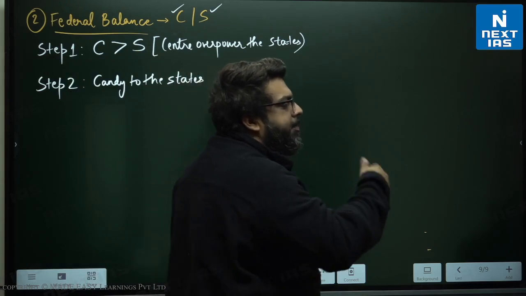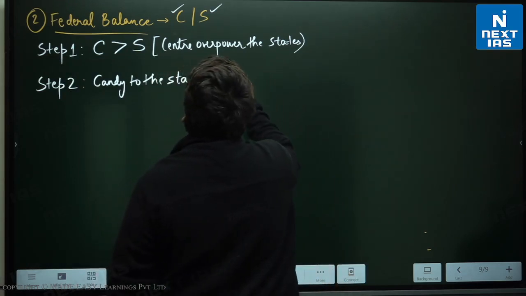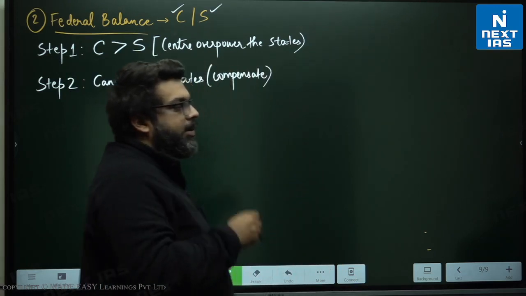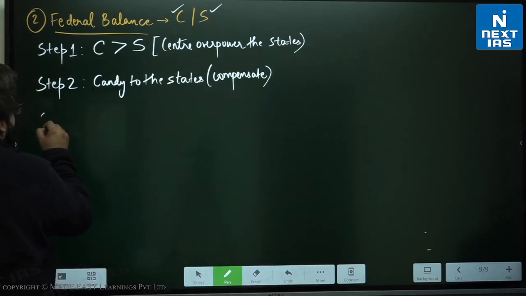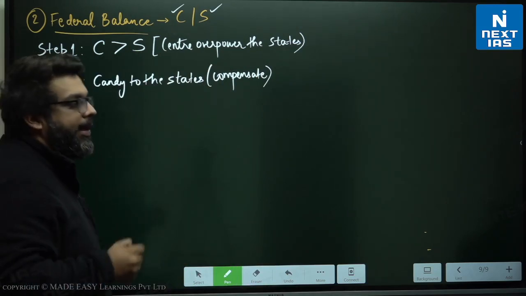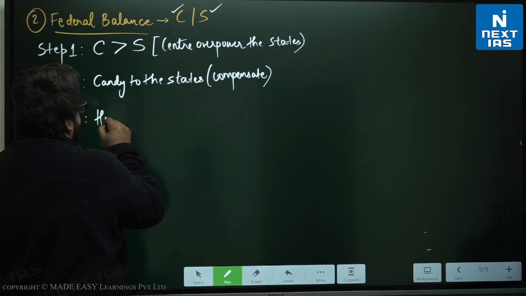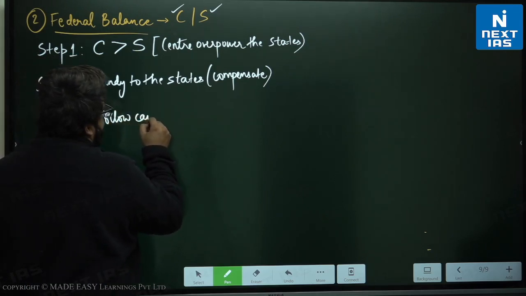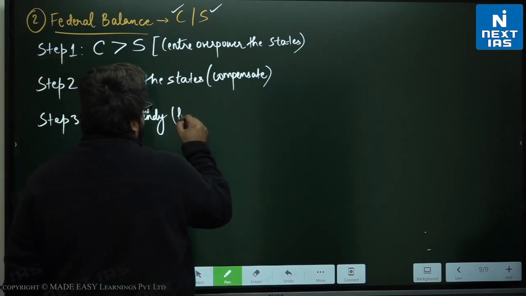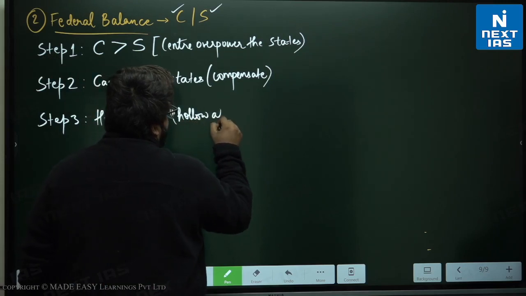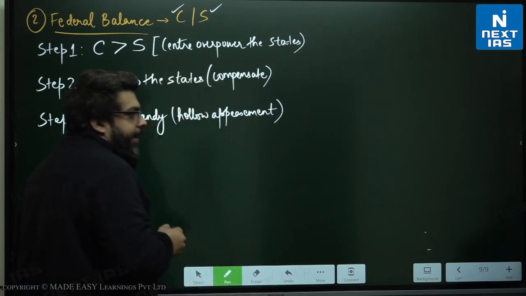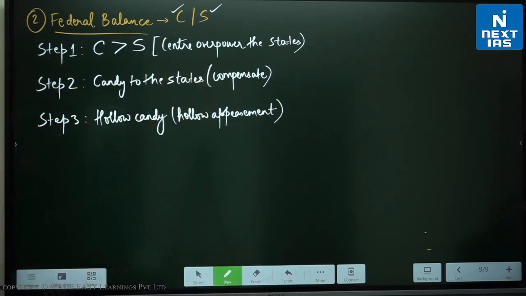We'll try to please the states. We'll try to provide some kind of compensation. There will be a candy. And the third step, the final step, is when the states open the candy, they will find that it is a hollow candy. It is nothing but hollow appeasement. Okay? This is your rule number 2.